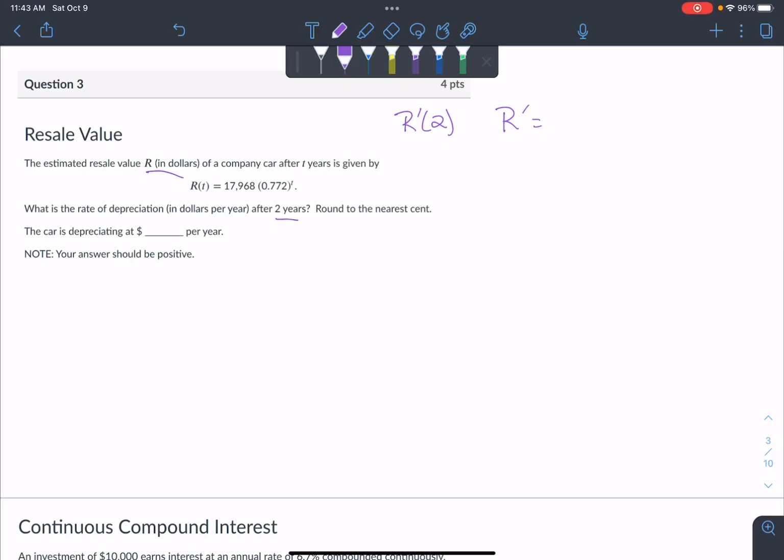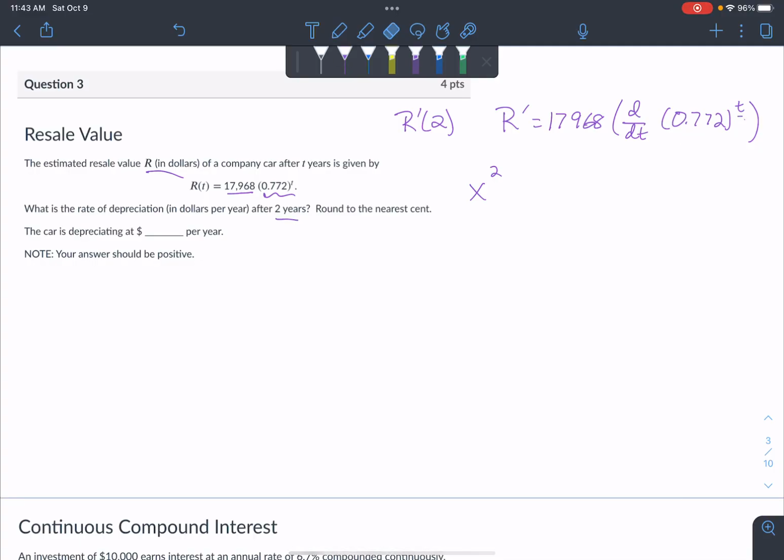Okay, so 17,968, that's a constant, so I can just pull that out. It's being multiplied by something of T. And then I want the derivative with respect to T of 0.772 to the Tth power. All right, so this is not the power rule, because with the power rule, that's when we have x as a base and some constant. But now we have a constant raised to a variable.